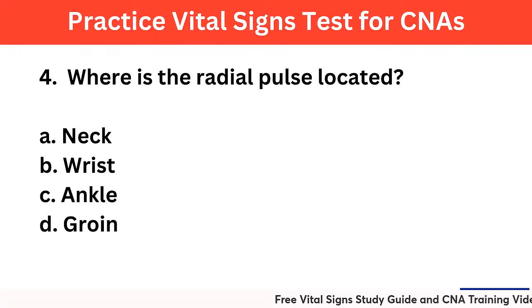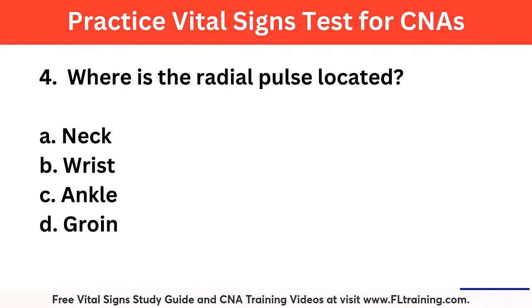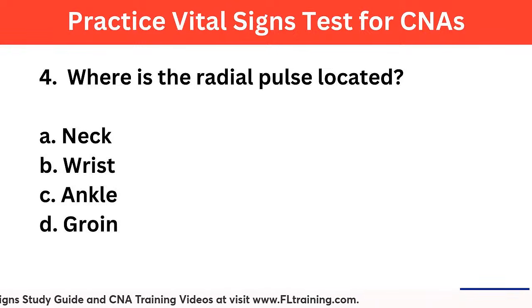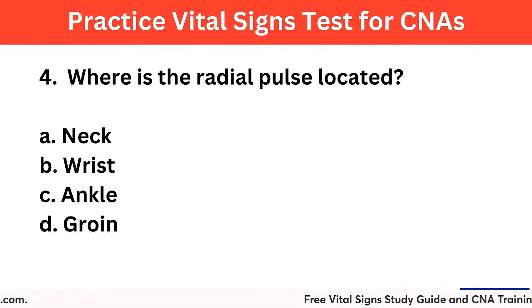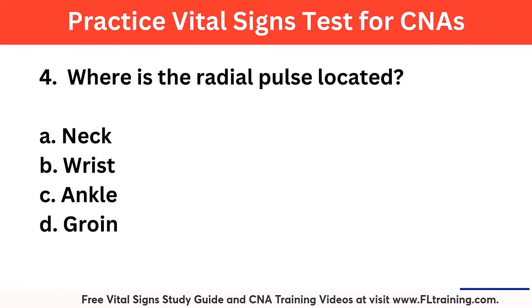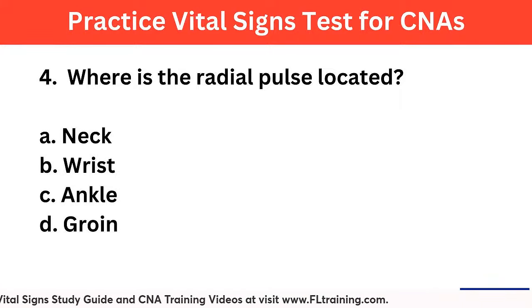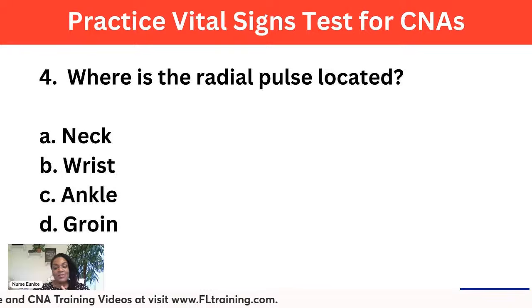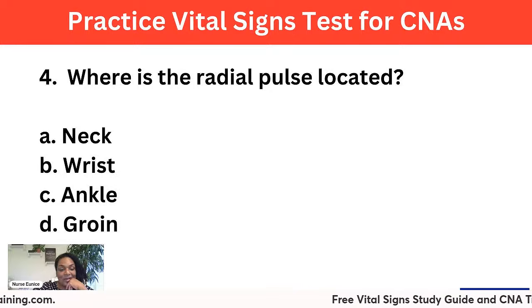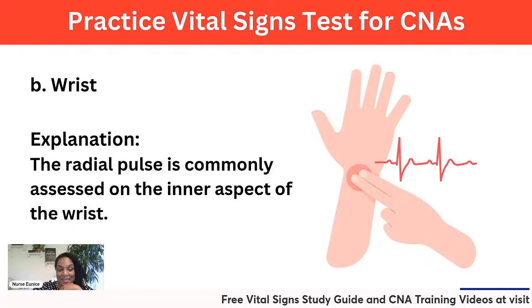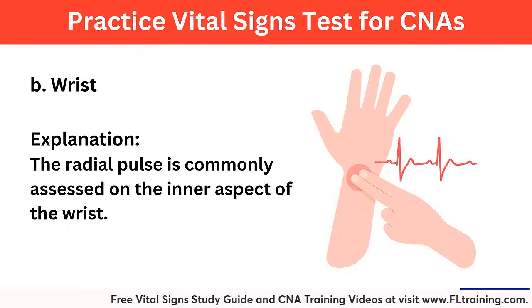Number 4, where is the radial pulse located? Is it the neck, wrist, ankle, or groin? Radial pulse. And I know I tell you this on every video. I'm so proud of you all. You all make me smile because you all are so smart. So if you chose B, wrist, you chose the correct response.